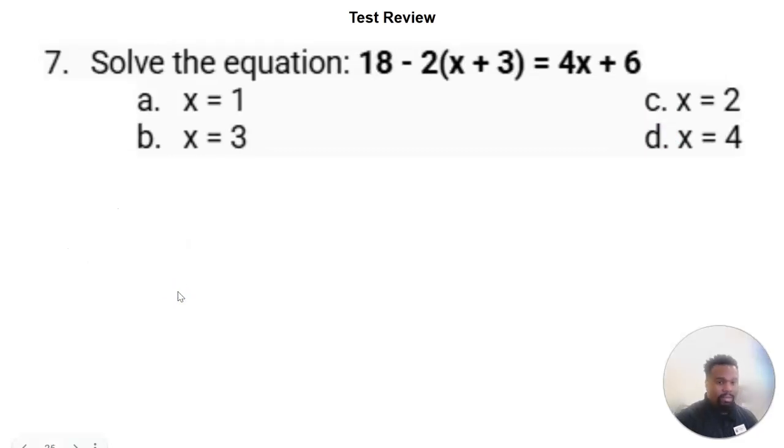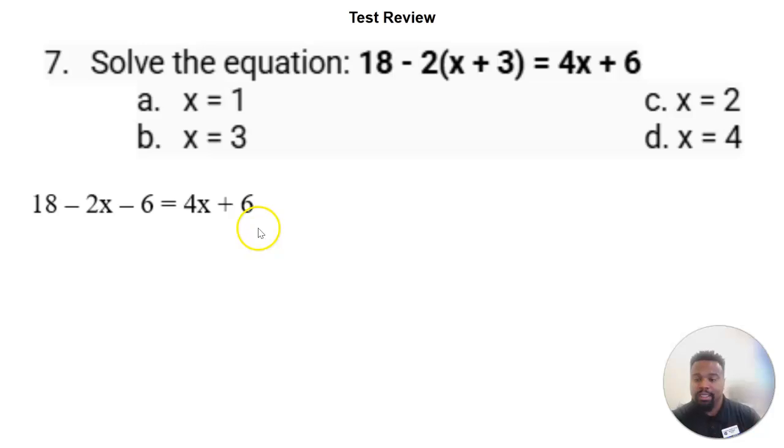All right, let's look at number 7 here. We got 18 minus 2 times (3 plus x) plus 3 equals 4x plus 6. I want to solve for x. The first step, we want to do the distributive property. So I need to do negative 2 times x plus 3. Negative 2 times x is negative 2x. Negative 2 times 3 is negative 6. So 18 minus 2x minus 6 equals 4x plus 6 is the equation after I do my distributive property.